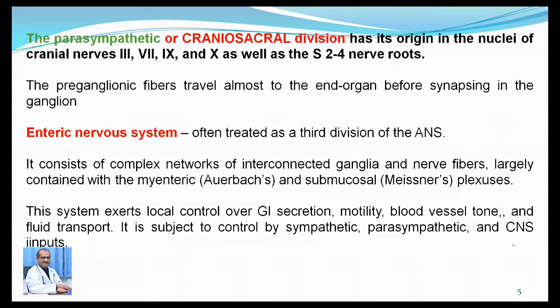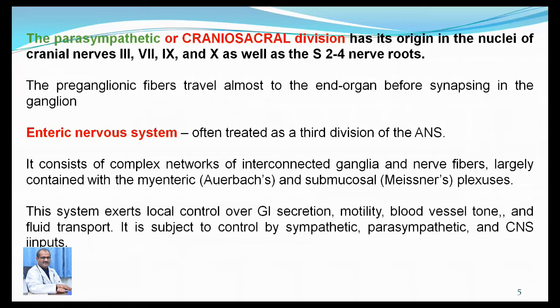The parasympathetic, also known as the craniosacral division, has its origin in the nuclei of cranial nerves 3, 7, 9 and 10, as well as the S2 to S4 nerve roots. The preganglionic fibers travel almost all the way to the end organ before synapsing in the ganglion.